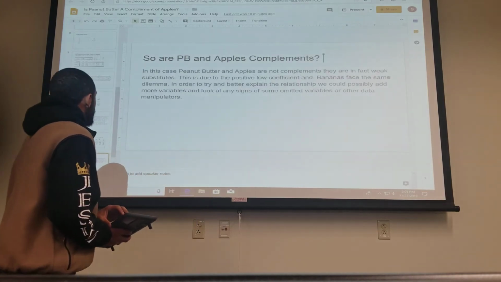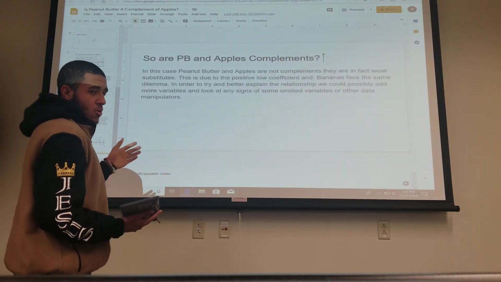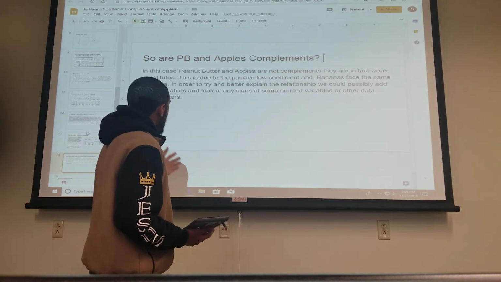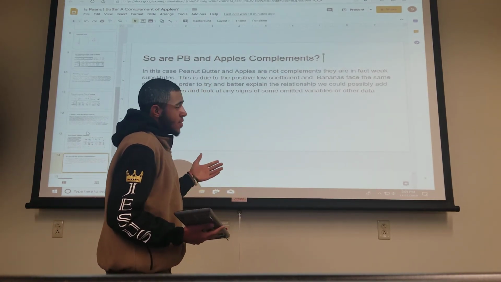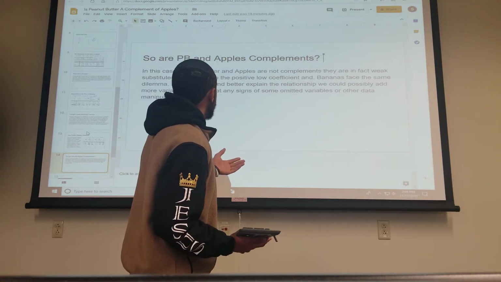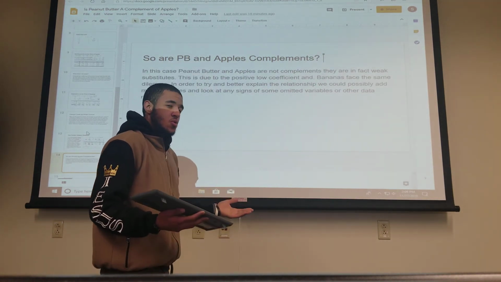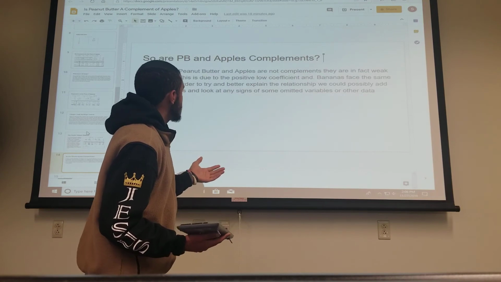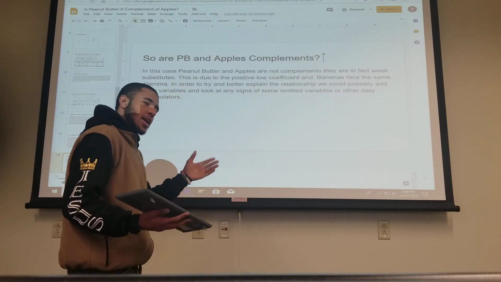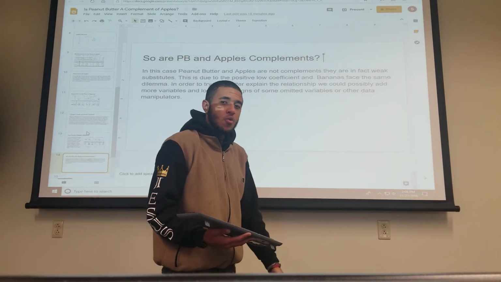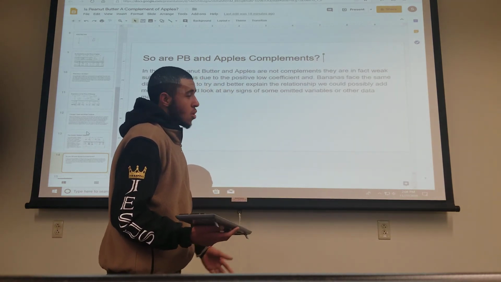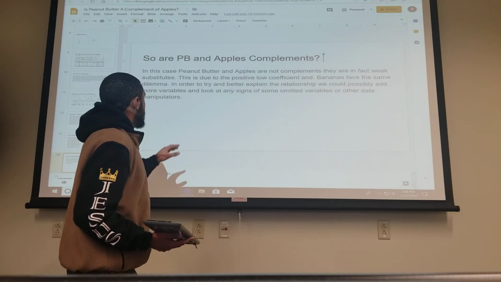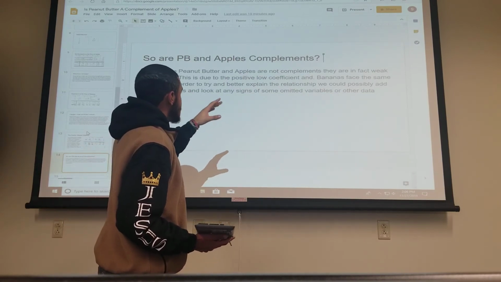And then moving forward, in this case, the research question that we asked: are peanut butter and apples complements? We found out in this model that they are not complements, they are in fact weak substitutes. This is due to a low positive coefficient. And again, I tried to fix this by running a different regression on bananas, maybe seeing if I had just used the wrong fruit, and it turns out that bananas also face the same dilemma.